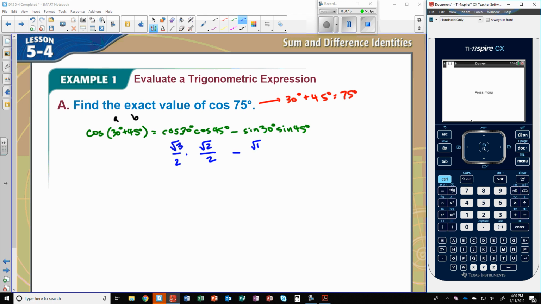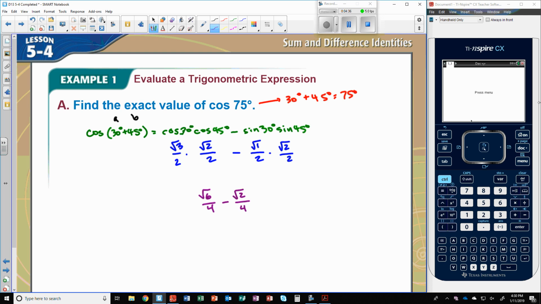I have 1 finger on top for y's, so it's square root of 1, times sine of 45, that's the middle finger, bend it, flip it. I got 2 fingers on top. There's our values. Now I just simplify here. Square root of 3 times square root of 2 is square root of 6. 2 times 2 is 4. Here, square root of 1 times square root of 2 is square root of 2 all over 4.